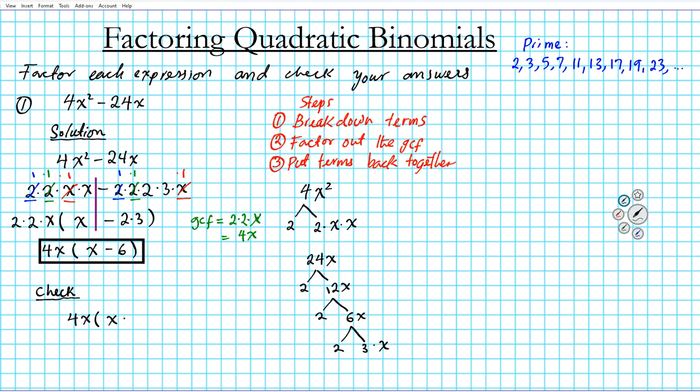So what we're going to do is take this term that we factored out, 4x, and distribute it right back into the quantity x minus 6. 4x goes to x, and then 4x goes to negative 6. When you multiply that out, using the product property of exponents, when you multiply 4x times x, you add the exponents: 1 plus 1, so 4x squared. And then 4 times 6 is 24x.